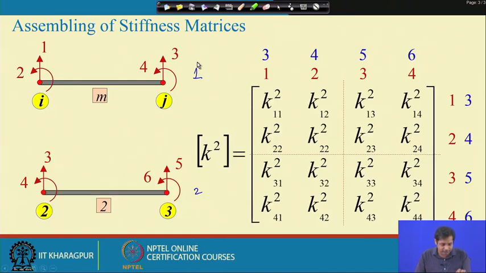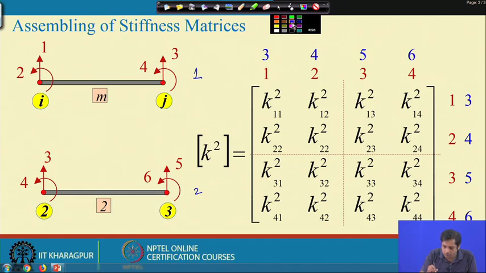This is member number 1 and this is member number 2. Now, this is the difference. The red one is the numbering of the nodes in the idealized system, but the blue one is the global numbering. You see, member number 2 was between node number 2 and 3. So, node number 2 is i and node number 3 is j.